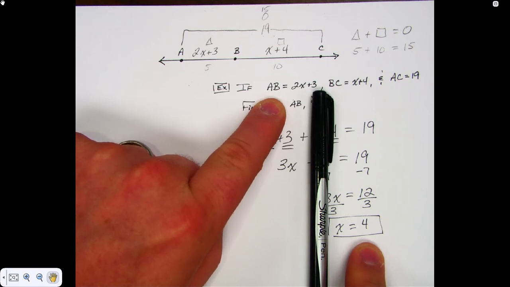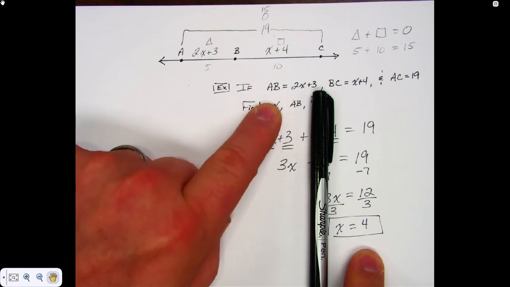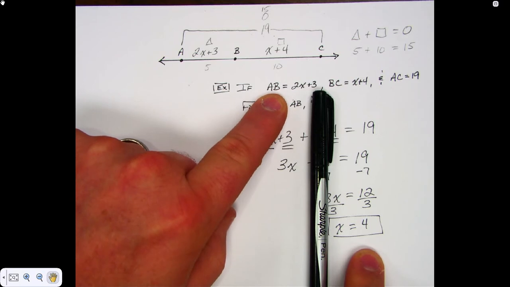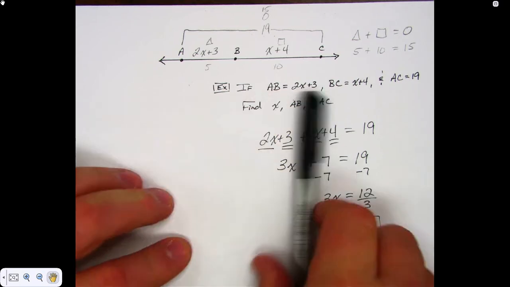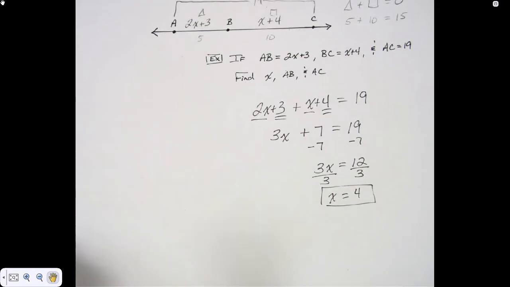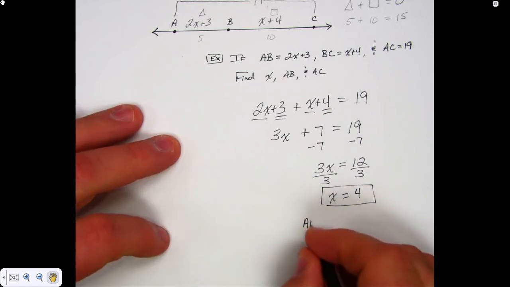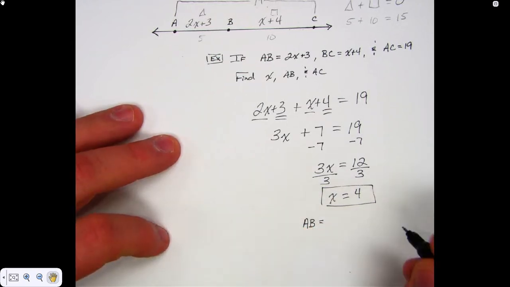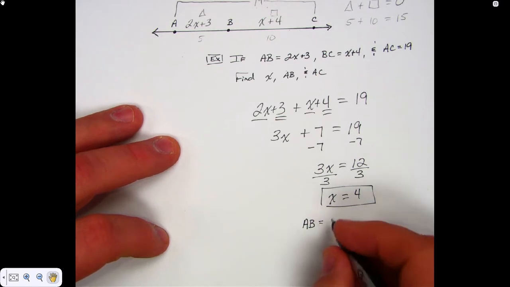Well, here, luckily, they asked for all 3, so it helps you a little bit. How am I going to find the distance from A to B? Anybody tell me? Plug it in. Well, what is the distance from A to B represented by? 2 times whatever number x is, plus 3. I like that you guys are getting involved, but I don't want to talk over you.